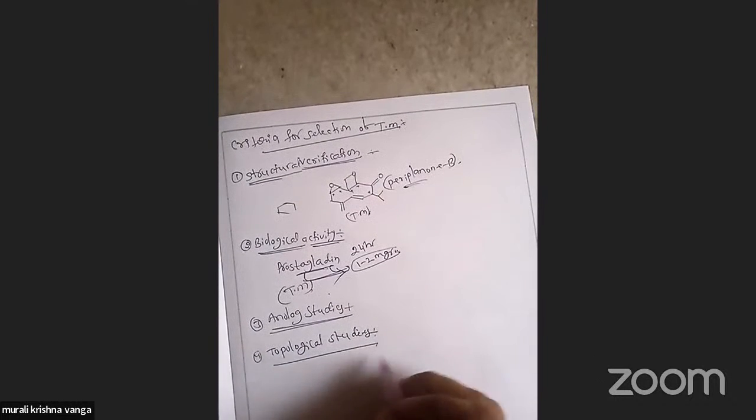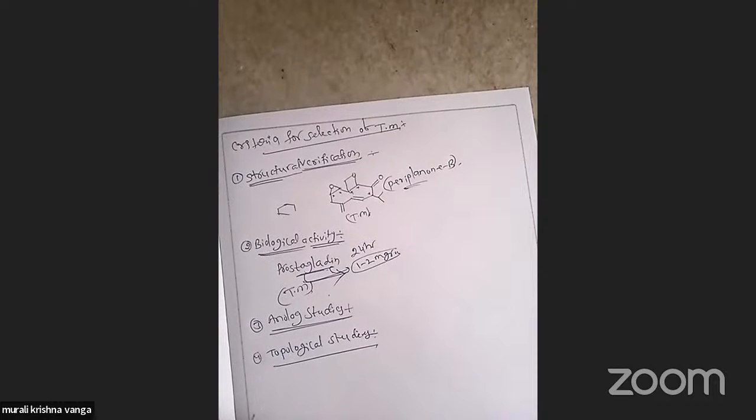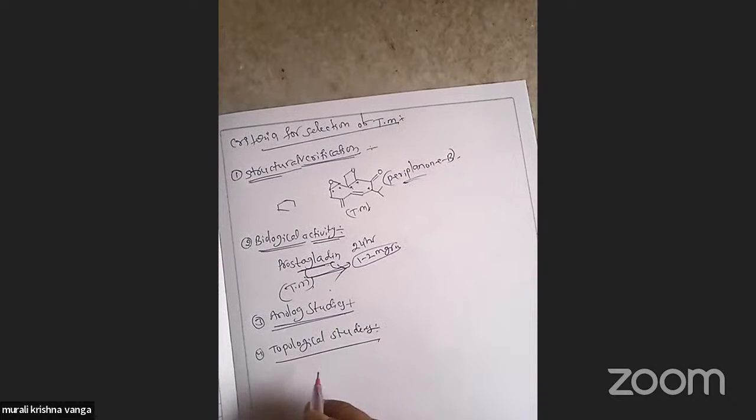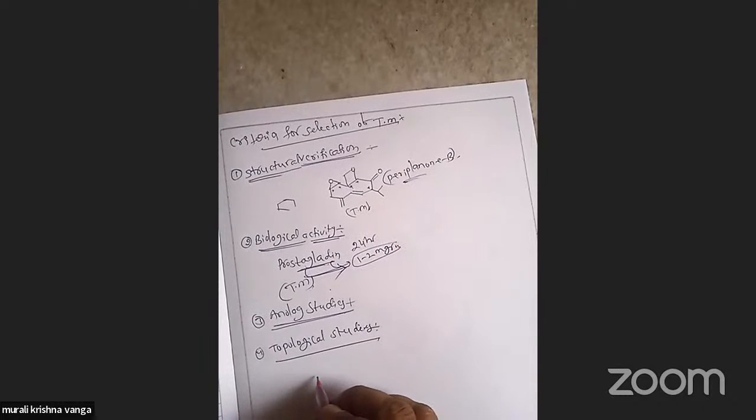Topological studies. Topology means the study of the shape and structure of molecules. The study of the structures of molecules is called topological studies. Some molecules are proposed for their bulky structures. Here is an example I have taken.